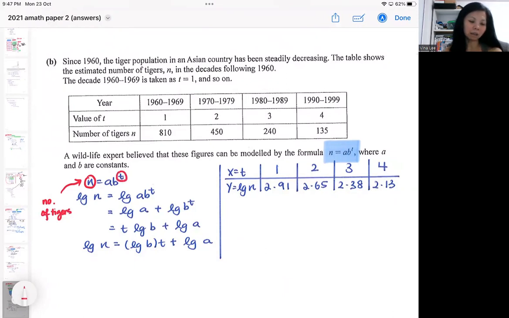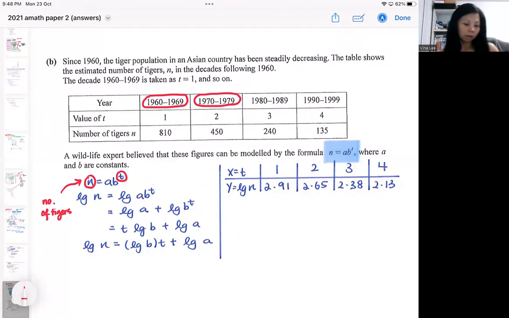In this case, they talk about decades. The time t equal to 1 means the first decade. Every 10 years is one decade. So t is not the number of years, it's which decade we are talking about.